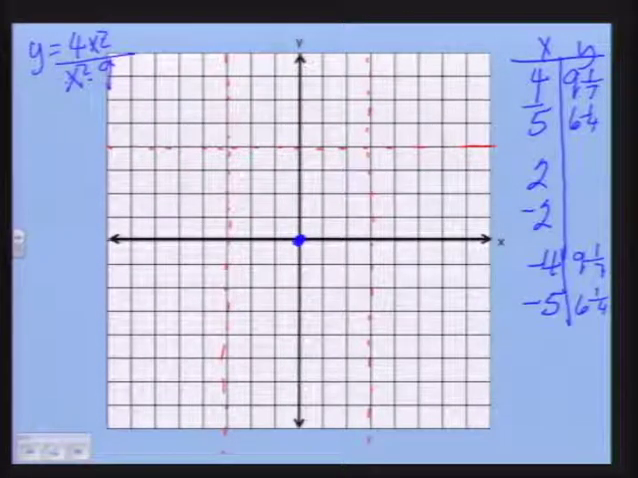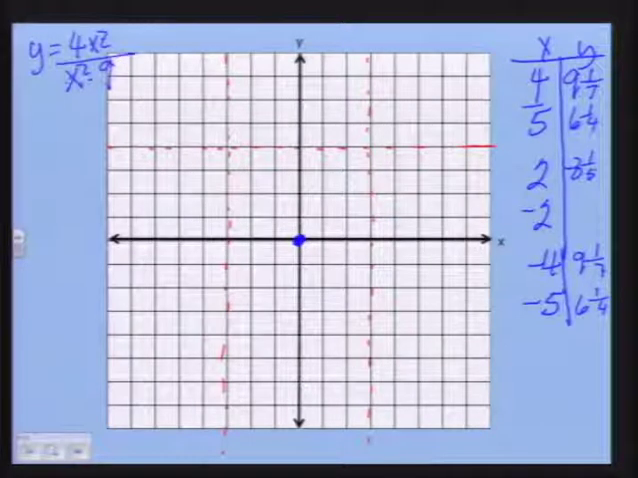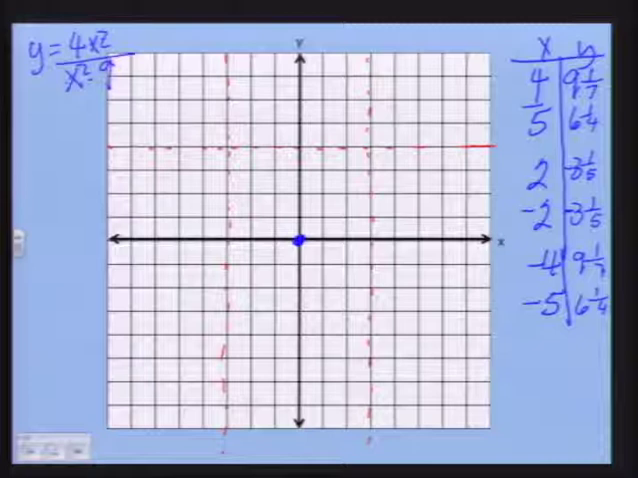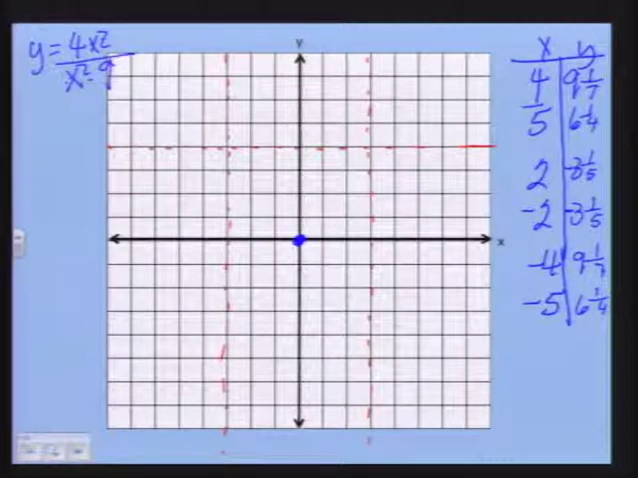For 2, I get 3 1/5. -3 1/5 rather. So for -2, I have -3 1/5. So let's plot that. 4 and 1, 2, 3, 4, 5, 6, 7, 8. 1, 2, 3, 4, 5, 6, 7, 8.